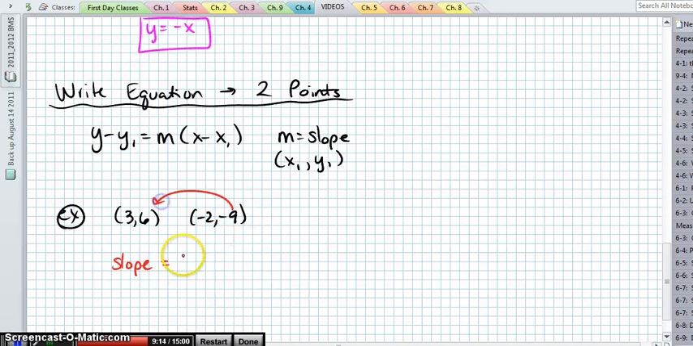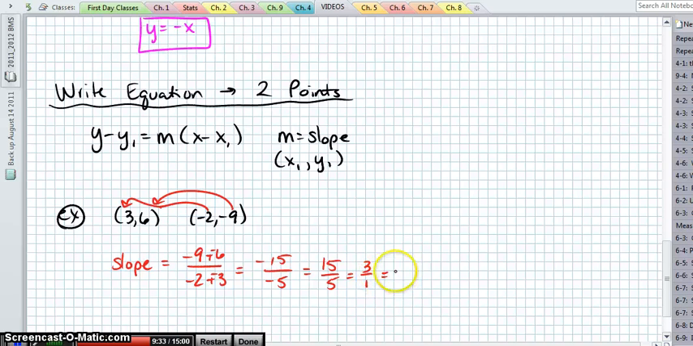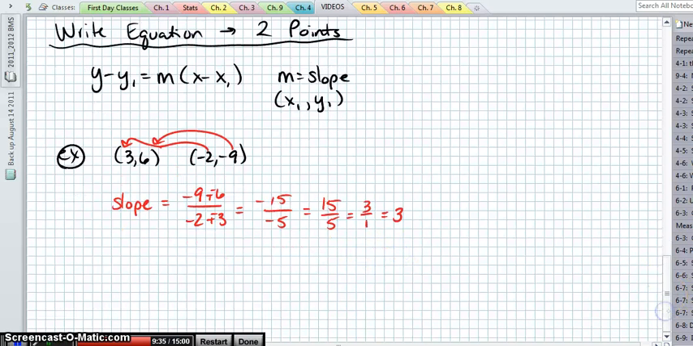Maybe I'll do negative 9 minus 6 all over negative 2 minus 3. So negative 9 plus negative 6 is negative 15. Negative 2 plus negative 3 is negative 5. A negative divided by a negative is a positive, so this will be 15/5 or 3 over 1. And I can simplify that to just 3. So I know my slope.